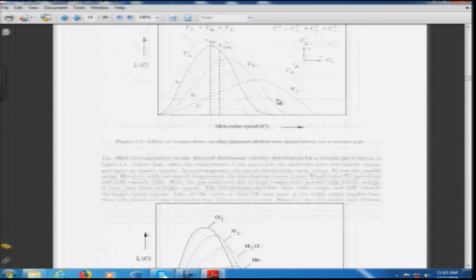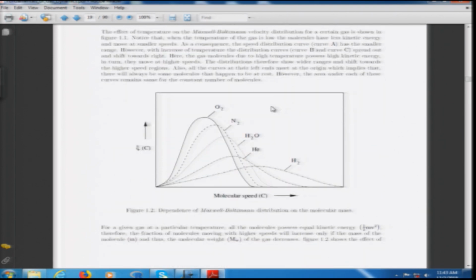Again, if we see the effect of the molecular weight, that is the mass of the molecule, on the speed distribution function, you can see in figure 1.2 the dependence of the Maxwell-Boltzmann distribution on the molecular mass. Here we are taking sample gases, let's say oxygen, which in the last talk I showed has a molecular weight of 32, then 28, then H2O, then helium, and H2. We can note that O2 in comparison to H2 has a very high molecular weight.